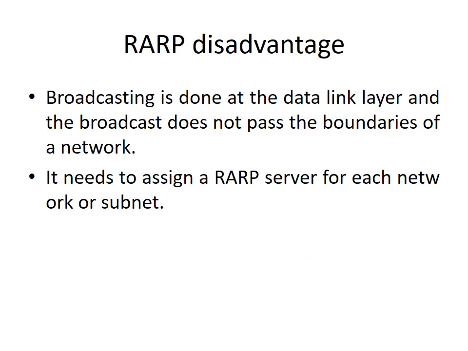Now let us look at the topic of RARP disadvantages. There are two disadvantages listed. The first disadvantage is that the broadcasting is done at the data link layer in the case of RARP. The broadcast does not pass the boundaries of the network; it only passes information within the limit of the network. So we need to assign a RARP server for each network or subnet. While forming a new network or a new subnet, we have to assign a RARP server separately. That is the drawback of the RARP protocol.